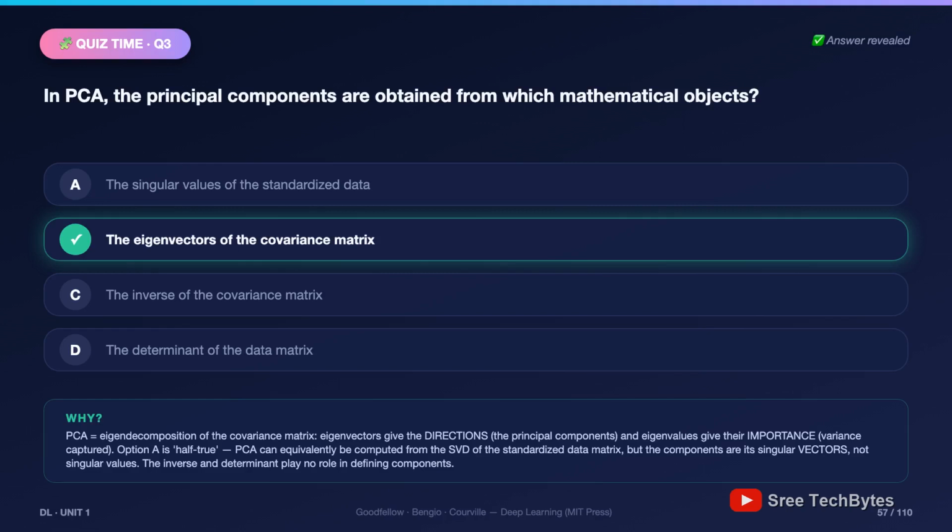And one bonus question to test yourself: why are the eigenvectors guaranteed orthogonal? Because the covariance matrix is symmetric. The whole chapter in one answer.